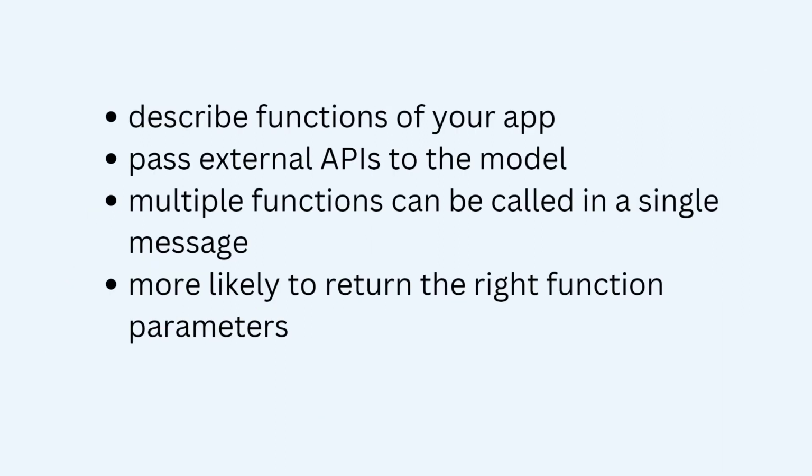So you can describe the functions of your app. If you have your own custom functions, you can pass those functions to the model and get the model to execute them, and pass external APIs to the model. As we mentioned, multiple functions can be called in a single message, and it is more likely to utilize the right function parameters.